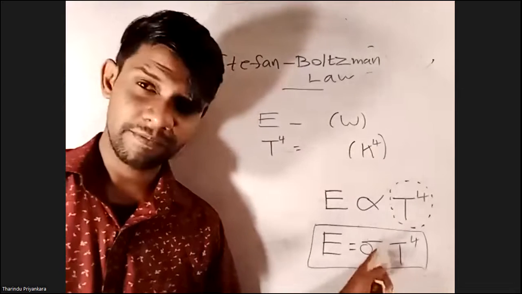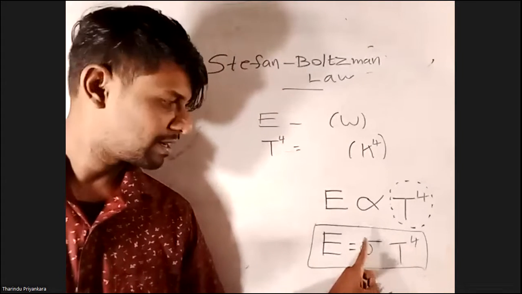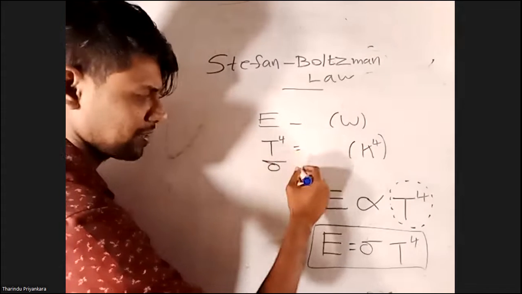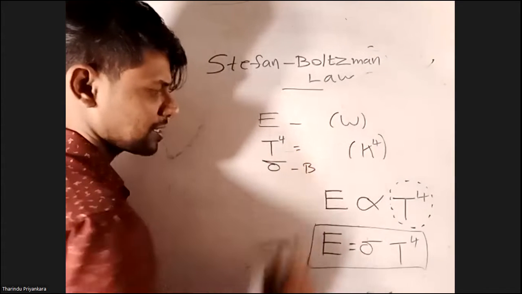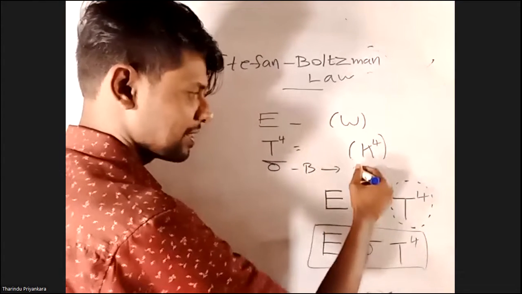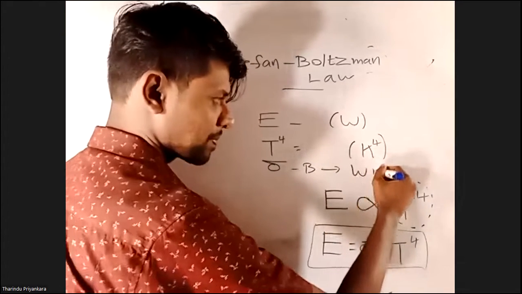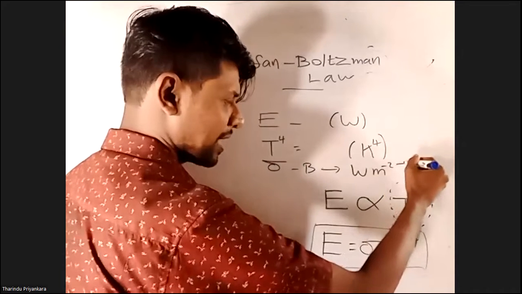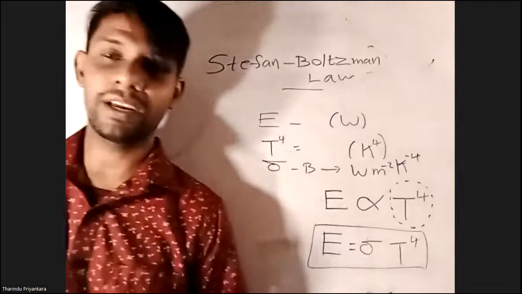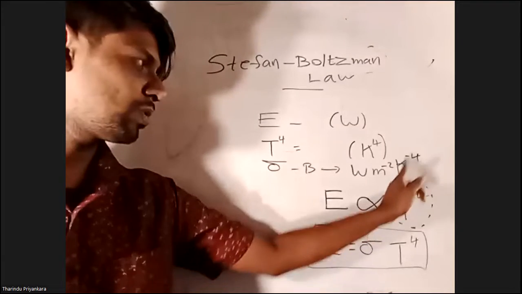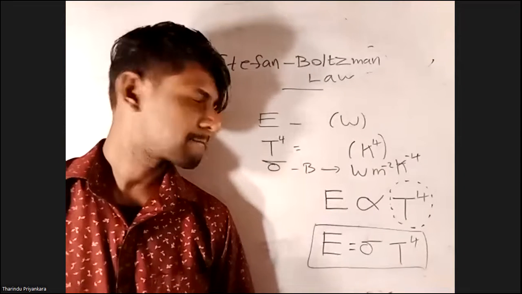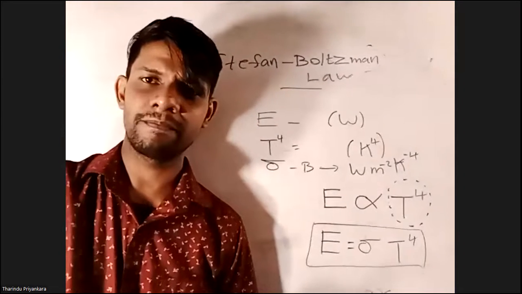So finally this one. This symbol is called the Boltzmann constant, Stefan constant. So what is it? The unit is W m minus 2 K minus 4. W m minus 2 K minus 4, K to the power minus 4. Write it down.